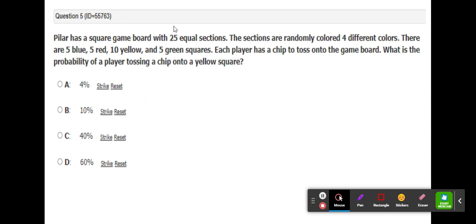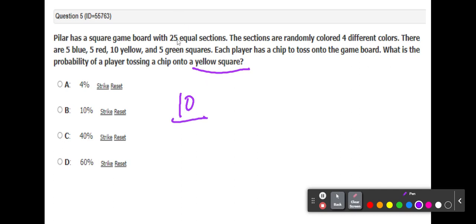Pilar has a square game with 25 equal sections. The sections are randomly colored 4 different colors. Each player has a chip. What's the probability of getting yellow? So there are 10 yellow out of 25 total sections. Divide the top and bottom by 5 to get 2/5.